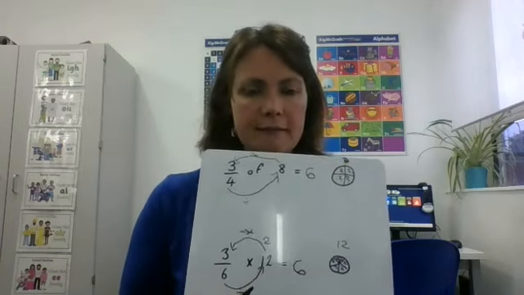The other thing you can point out is if the numerator is half of the denominator, then it's always going to be a half. Okay. All right, just give me a thumbs up if that makes sense.